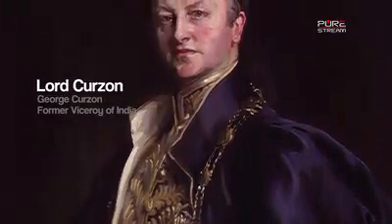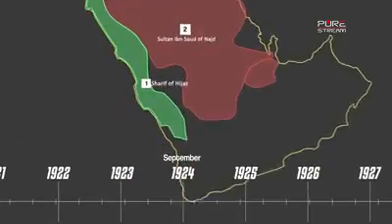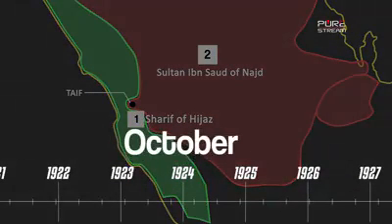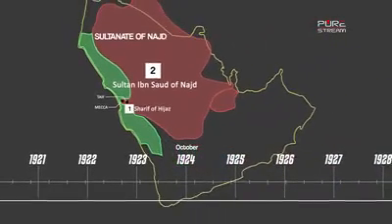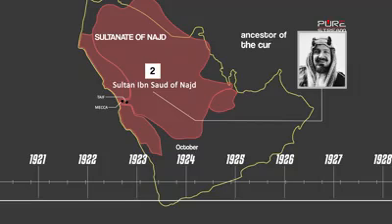Within weeks, the forces of Ibn Saud and his Wahhabi followers began to administer what the British Foreign Secretary Lord Curzon called the final kick to Sharif Hussein and ruthlessly attacked Hijazi territory. By September 1924, Ibn Saud had overrun Ta'if, the summer capital of the Sharif. In mid-October 1924, Ibn Saud captured Mecca, the holiest place in Islam.